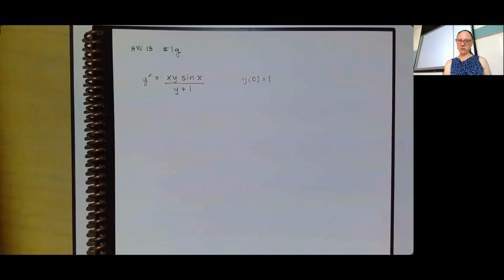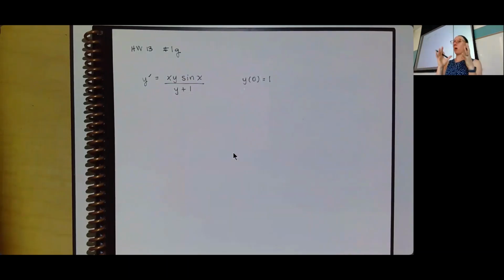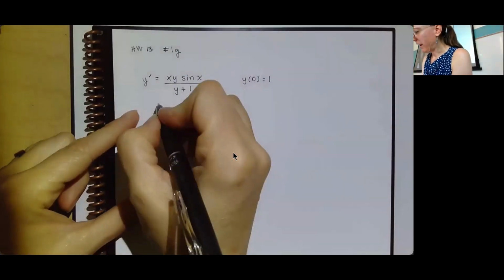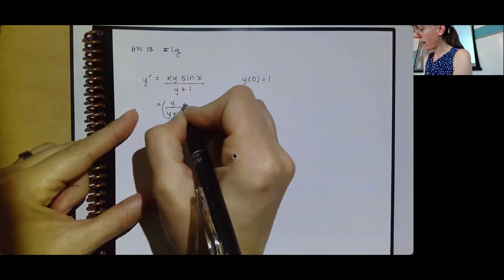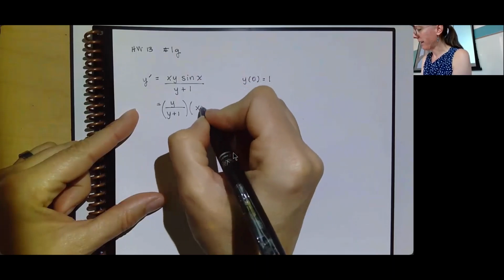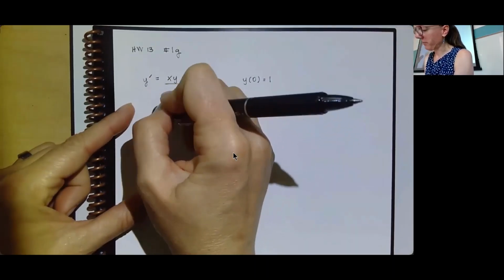So my first check is to say, is it separable? Well, if it's separable, then there must be a way for me to rewrite all this stuff on the right-hand side as stuff with y's times stuff with x's. And it looks like if I just regroup this as y over y plus 1 and x sine x, that sure looks separable to me.